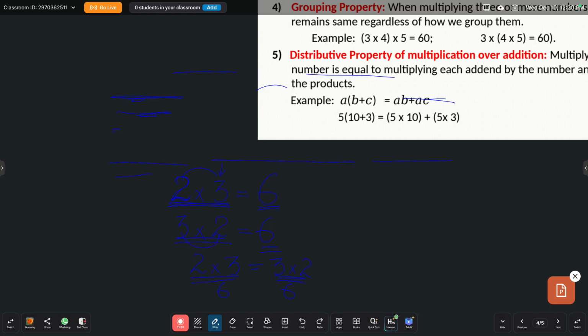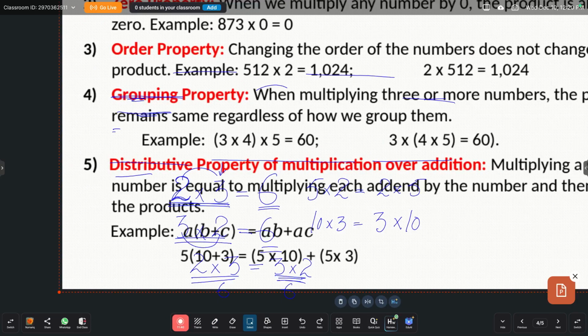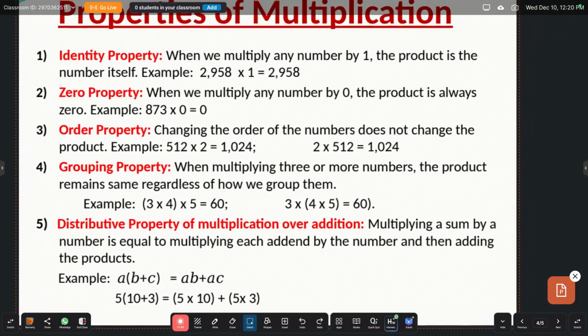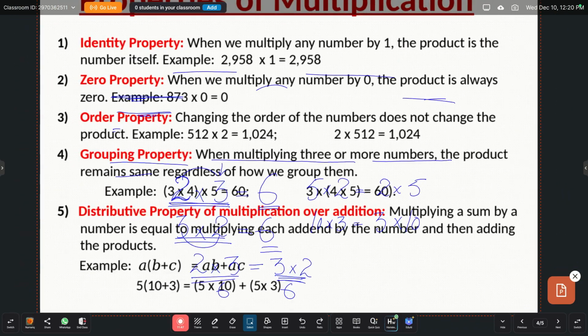So, if I write 5 into 2, it will be equal to 2 into 5. If I write 10 into 3, it will be equal to 3 into 10. This is called the order property. By changing the order of the numbers, there is no change in the product.